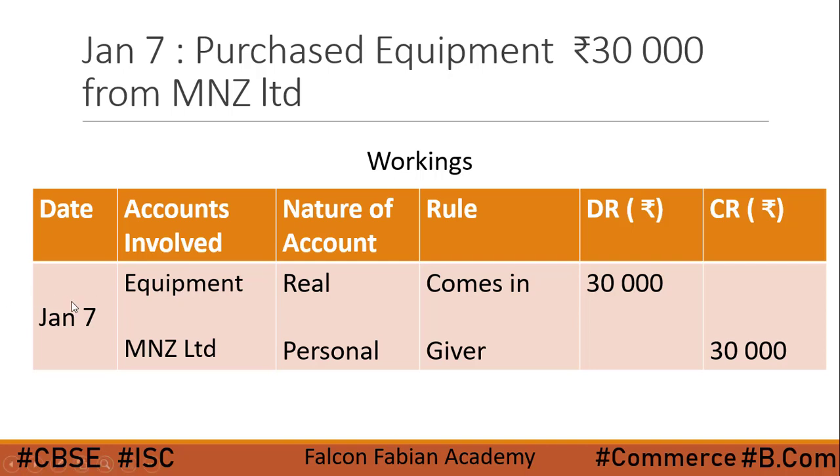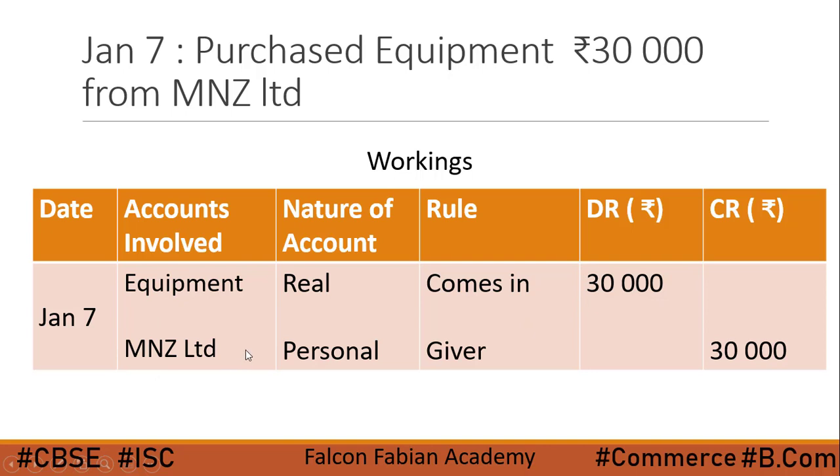You will leave a line and then you will write the date, January 7th. The two accounts involved over here are equipment and MNZ Limited. Now, equipment is an asset for the business. Therefore, the rule for real account is going to be applied to equipment, and equipment is coming in the business. And the rule is debit what comes in. Therefore, equipment account would be debited by the amount 30,000.